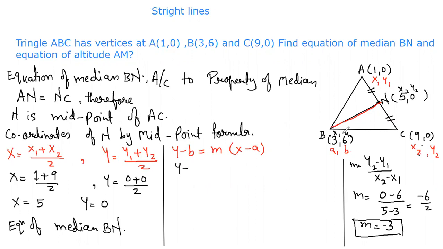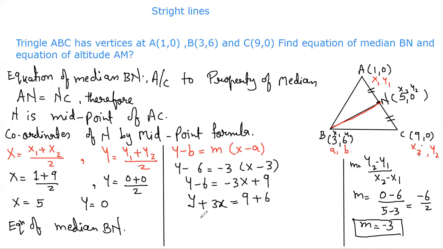So y minus b we consider 6, m we consider negative 3, x minus a we are considering 3. Let's solve that. So y minus 6 is equal to the negative 3x, negative negative become positive 9. We can also write y plus 3x. We are shifting this negative 3x to the other side. So 9 minus 6 will become plus 6. So this is 3x plus y is equal to 9 and 6 is 15.